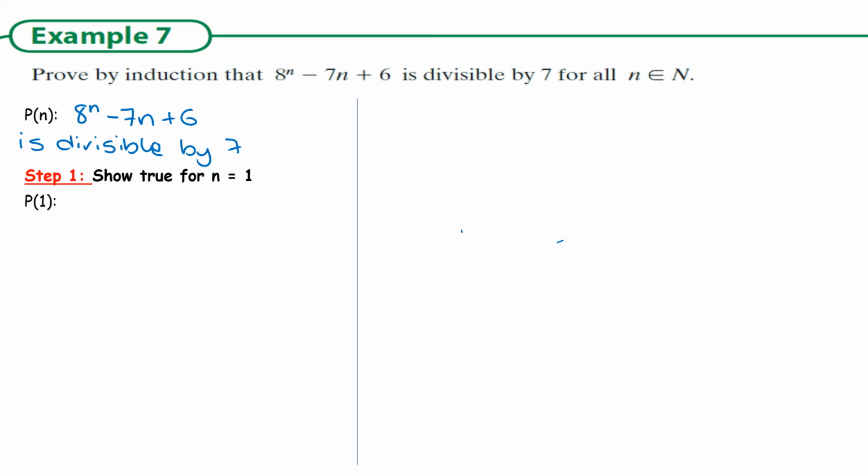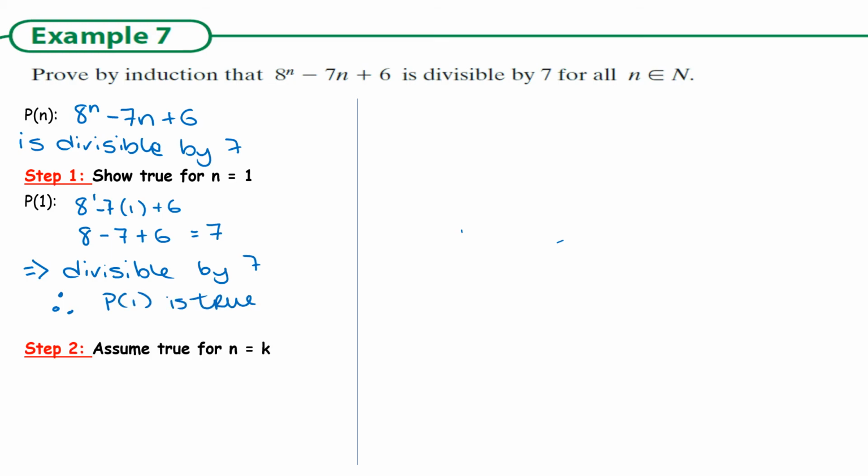And then show true for n equals 1. So we have 8 to the power of 1 minus 7 times 1 plus 6. So that's 8 minus 7 plus 6. And that equals 7. And 7 is divisible by 7. Therefore, P1 is true.